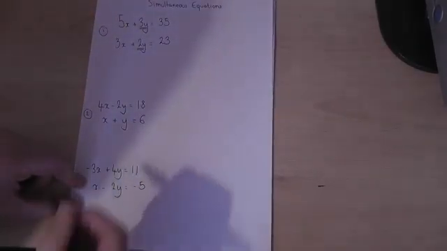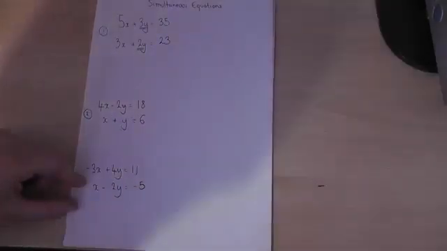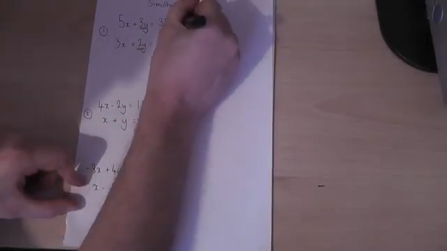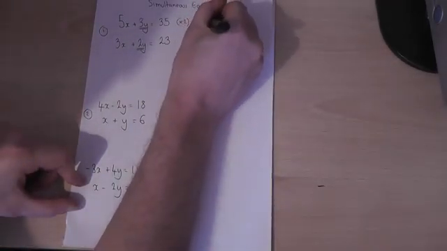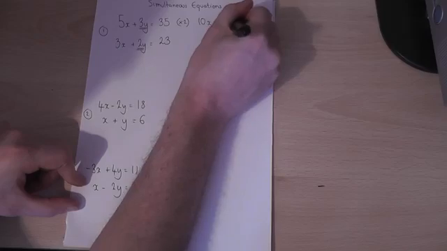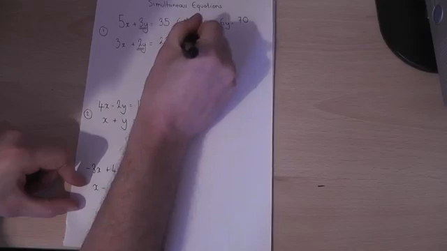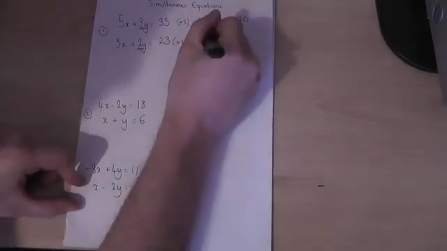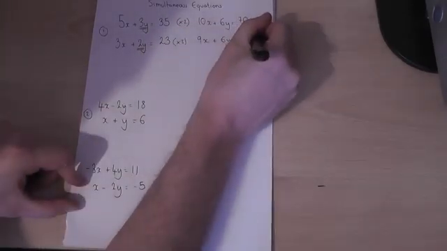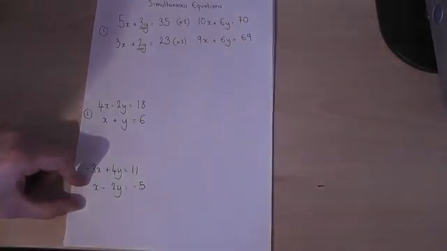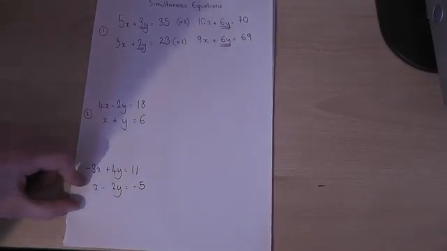The first aim is to make the number of y's match in both equations. So, if I were to double the first equation, I would get 10x plus 6y equals 70. If I then triple the second equation, I get 9x plus 6y equals 69. So I now have the same number of y's in both equations.